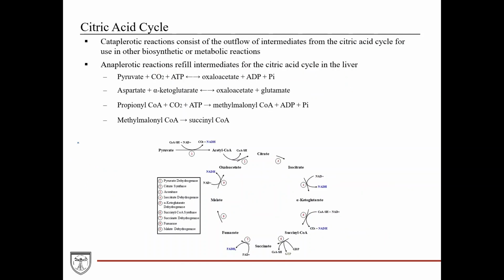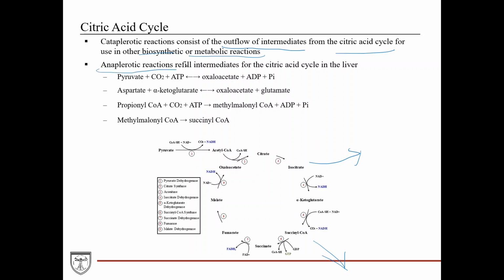All right, so over the next couple slides, we're going to talk about cataplerotic and anaplerotic reactions. This isn't terribly high yield for the USMLE board exams, but it still could come up on a biochem exam and could be covered in a biochem lecture in your course, so we're just going to touch on it briefly here. So cataplerotic reactions consist of the outflow of intermediates, so intermediates coming out from the citric acid cycle to be used in other biosynthetic or metabolic reactions. So these are important intermediates that can be used elsewhere as well. Those would be cataplerotic reactions that would essentially take those out.